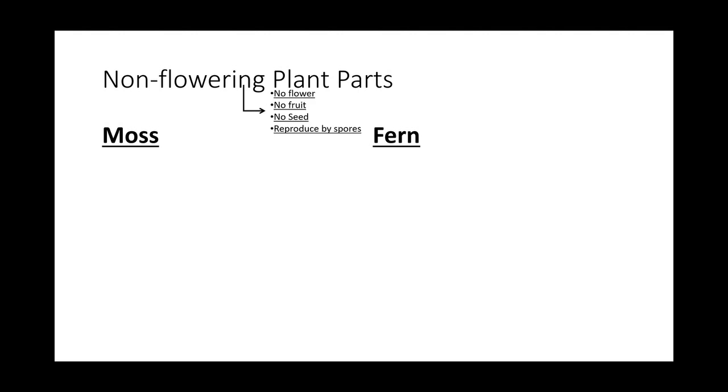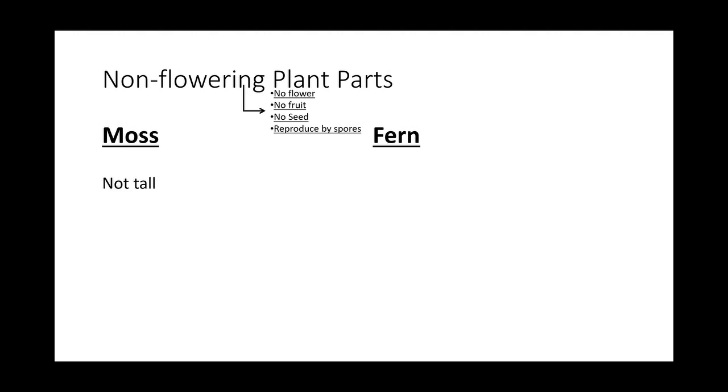Okay, moss and fern, they don't have flowers, so they won't have fruits because you need flowers to become fruits, and without fruits there won't be any seeds. So since moss and ferns don't have any seeds, they cannot reproduce by seed. So moss and ferns reproduce by spores. Okay, later on you also learn that fungi also reproduce by spores. But fungi is not plants.